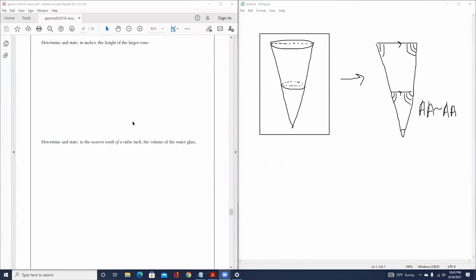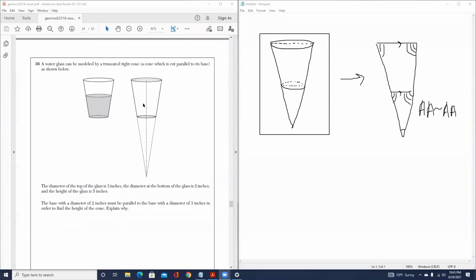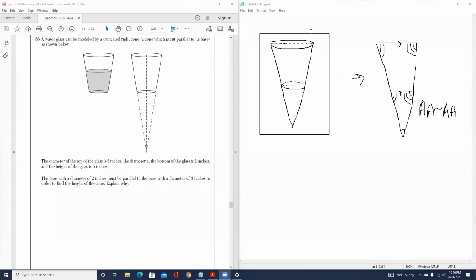So continuing 36, determine and state in inches the height of the larger cone. So let's do some math. So this is 3 inches, 2 inches. This height is 5. But this height we can represent as x. This will be 5 plus x.